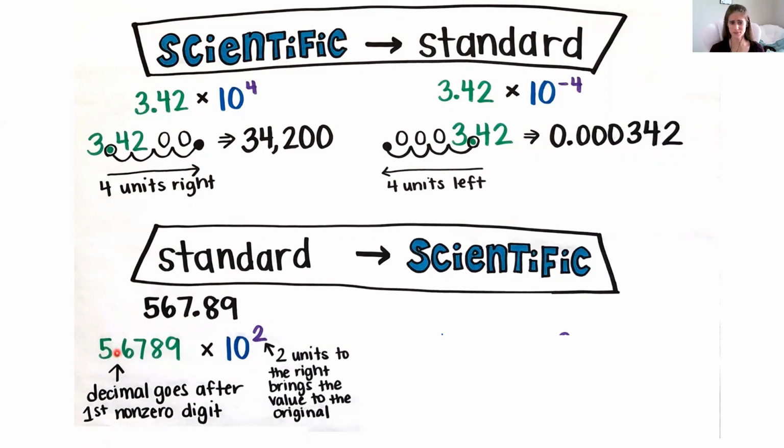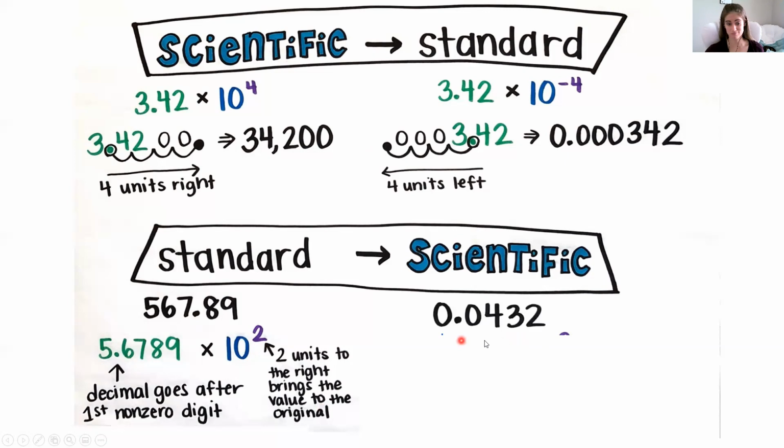So the trick here is you've got to move your decimal point till it's right after that first non-zero digit. And then the number of places that you moved it becomes your exponent. And one of the best things I remember is if it was a large number, it's a positive exponent. If it was a small number, it's a negative exponent. Let's look at one more example.